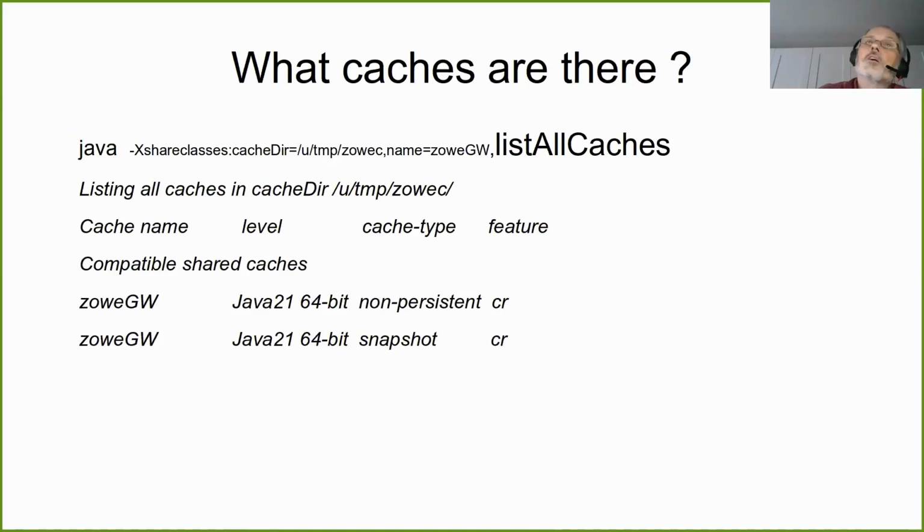What caches are there? There are some commands you can use to display information about the shared classes and the cache. So first of all, there's a list all caches, and you give it the directory specified and the name. So in this case, it says, okay, in this cache, in the directory /u/temp/zoec, there are 2 files. One is non-persistent and the other is a snapshot. So I can see, oh yes, this is the Java 21 64-bit. These are what I expect. So the snapshot is one I saved a copy onto disk, and the one above it is the in-memory one currently in use.